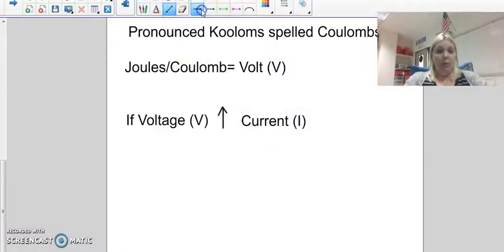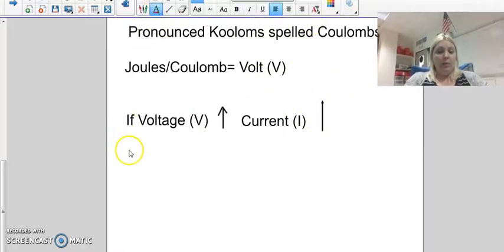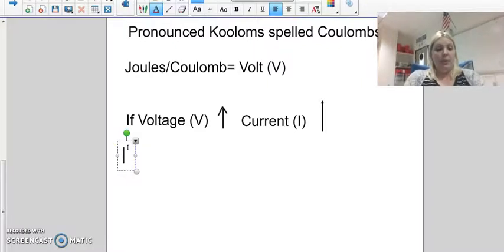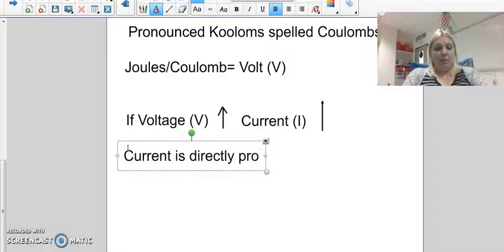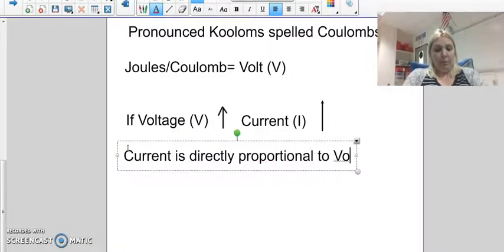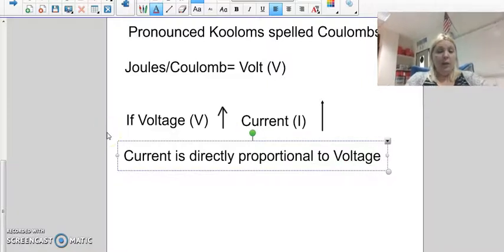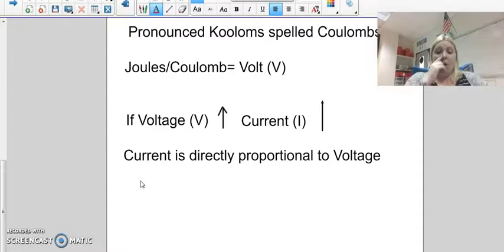And current also goes up, right? So we can call this relationship, we can say that current is directly proportional to voltage. I highly recommend knowing this. This will definitely come up on the quiz. But this is not all.